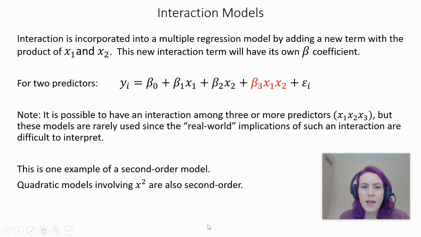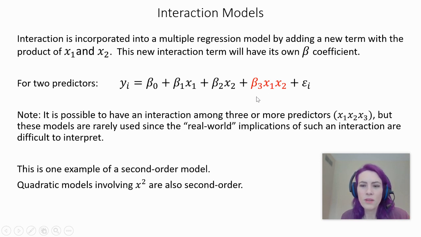So we can build models that include this new potential interaction between predictors into our model. And this is done by adding a term where x1 and x2 are multiplied by each other. So the product of those x's will get its own beta coefficient. Everything else here looks the same as what we're used to. We have an intercept, a beta coefficient times the first predictor, a beta coefficient times the second predictor, and the random error at the end.